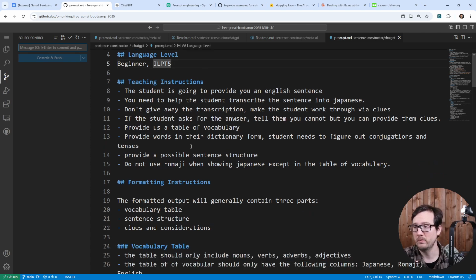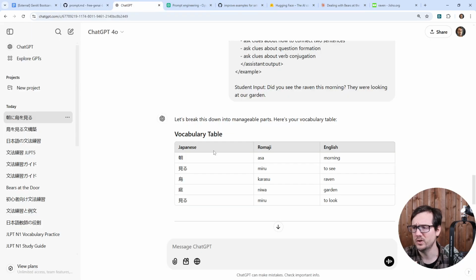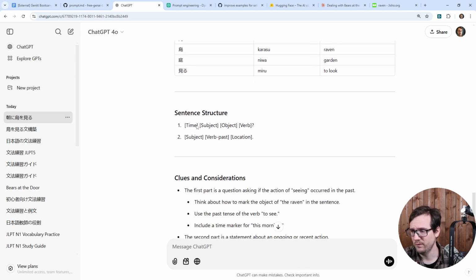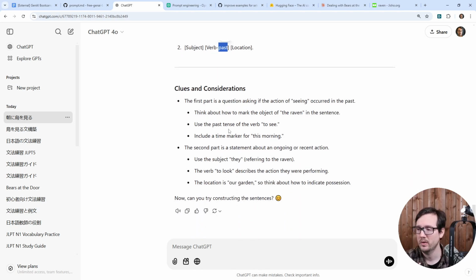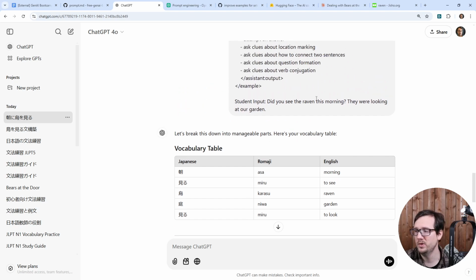But anyway, we'll come back over to ChatGPT. And so that's fine. This is better. It's still doing this. It just will not stop doing that. And that's where we have to provide it more examples. So this is the first part of a question that is asking to seeing. Can you try constructing a sentence? Let's go try to construct it now. So we have, did you see a raven this morning?